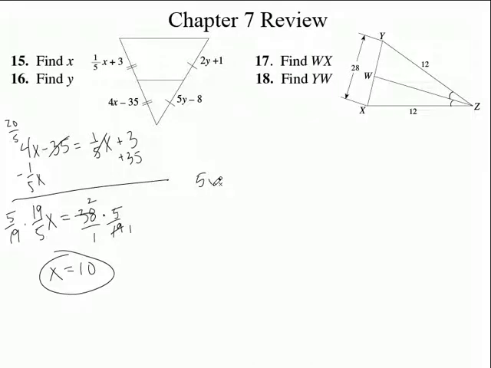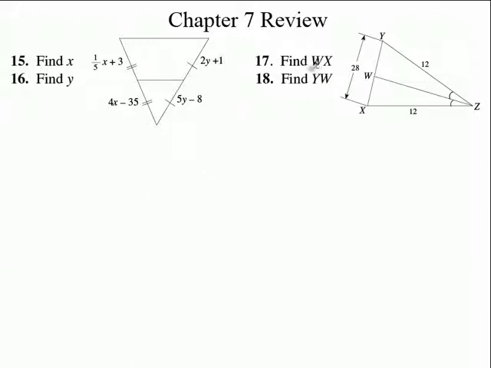It's a little easier, actually. 5y minus 8 equals 2y plus 1. Subtract 2y from both sides. Add 8 to both sides. Divide by 3. Y is 3. That's all you need to do. Solve for x and y. Easy.